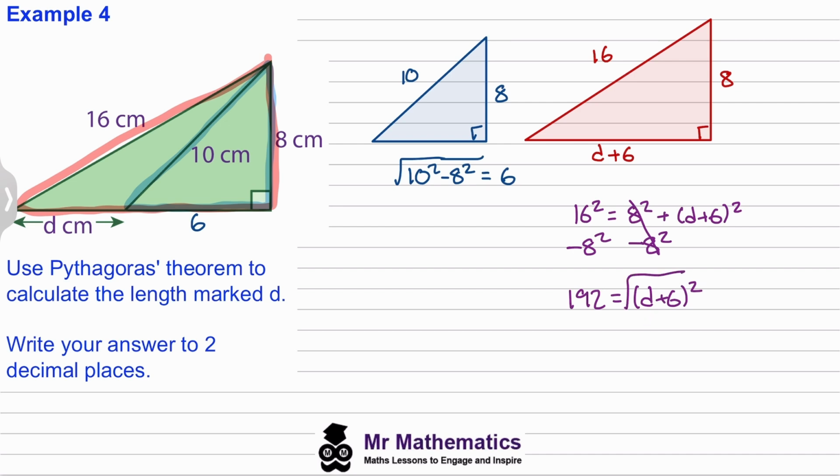Then if we take the square root of both sides, the square and the square root will cancel, and the root of 192 is approximately 13.86, and this will be d plus 6. So to work out d, we'll take away 6 from both sides, these will cancel, and to 2 decimal places, we get approximately 7.86 centimeters. Okay?